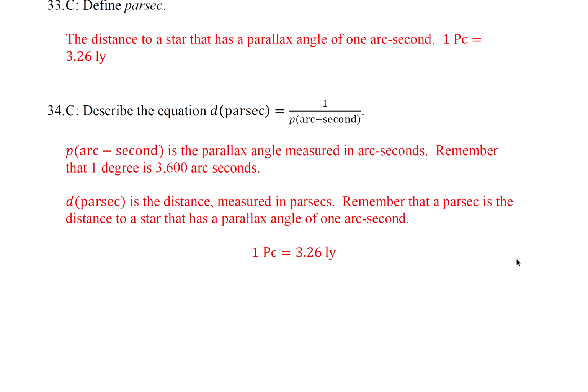Question 34. Describe the equation d parsec equals 1 over p arc second. P arc second is a parallax angle measured in arc seconds. Remember, 1 degree is 3,600 arc seconds. D parsecs is the distance measured in parsecs. Remember that a parsec is a distance to a star that has a parallax angle of 1 arc second. So 1 parsec is equal to 3.26 light years. So that's distance.